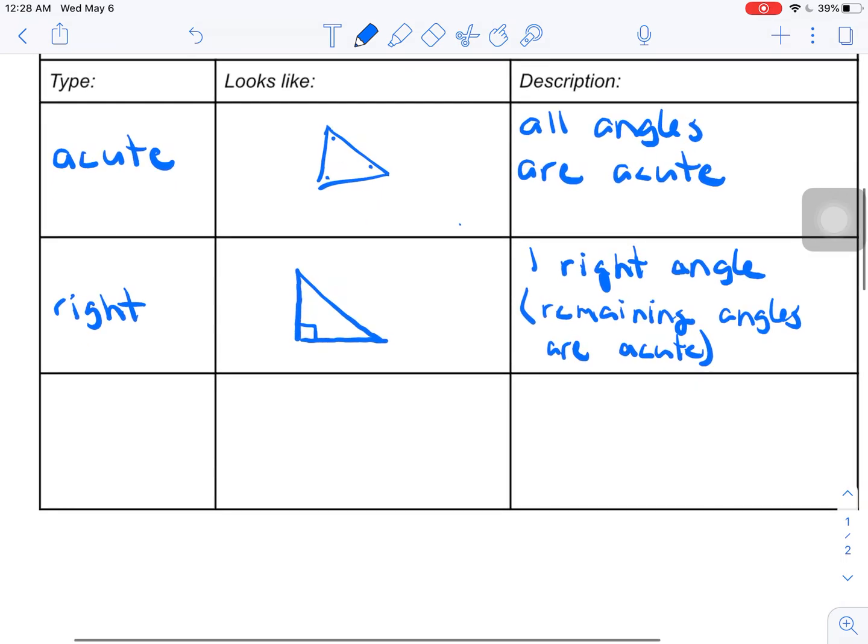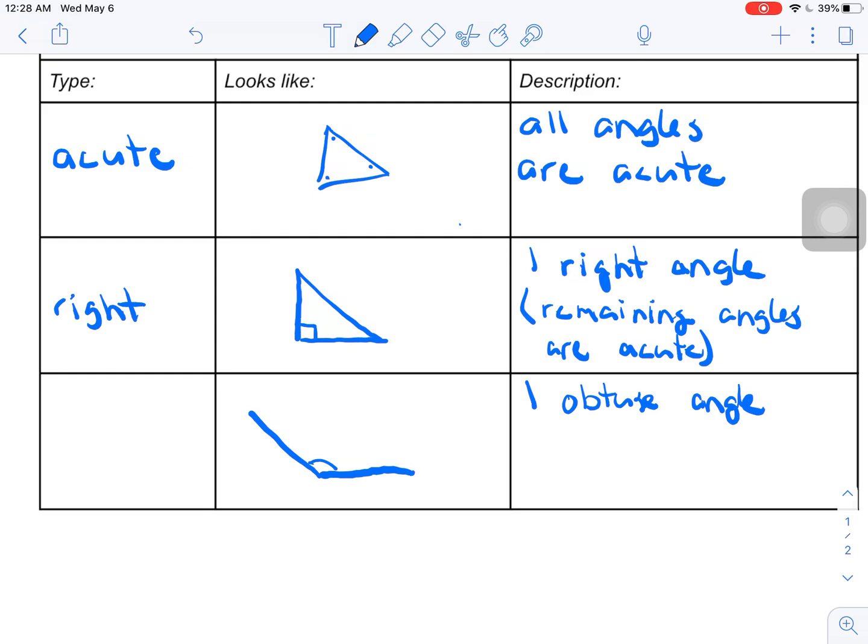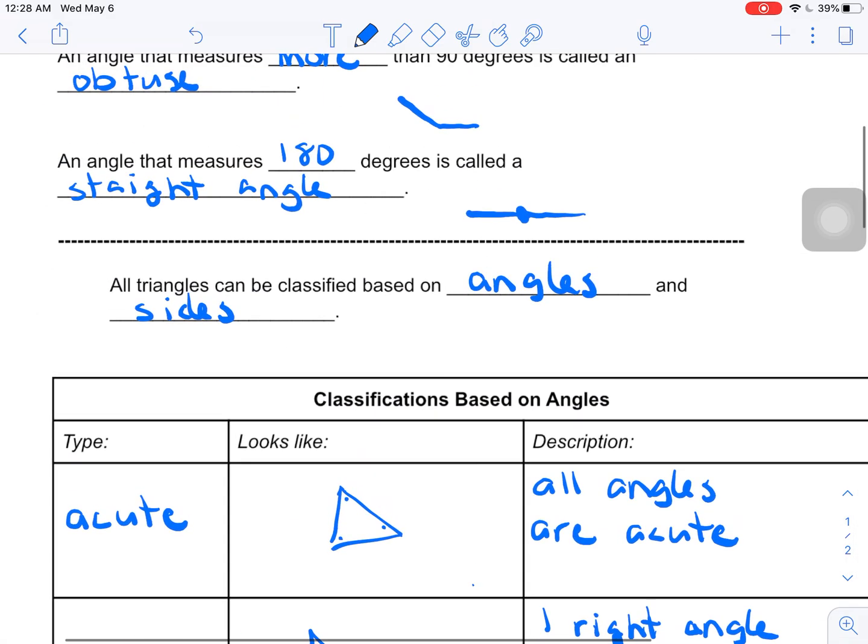So I could take this right triangle and open it up even more, and turn that right angle, that was a poorly drawn side, but you get the idea, into an obtuse angle. So now I've got a big obtuse angle here. If I put one obtuse angle in my triangle, now it's called an obtuse triangle because it has an obtuse angle in it.